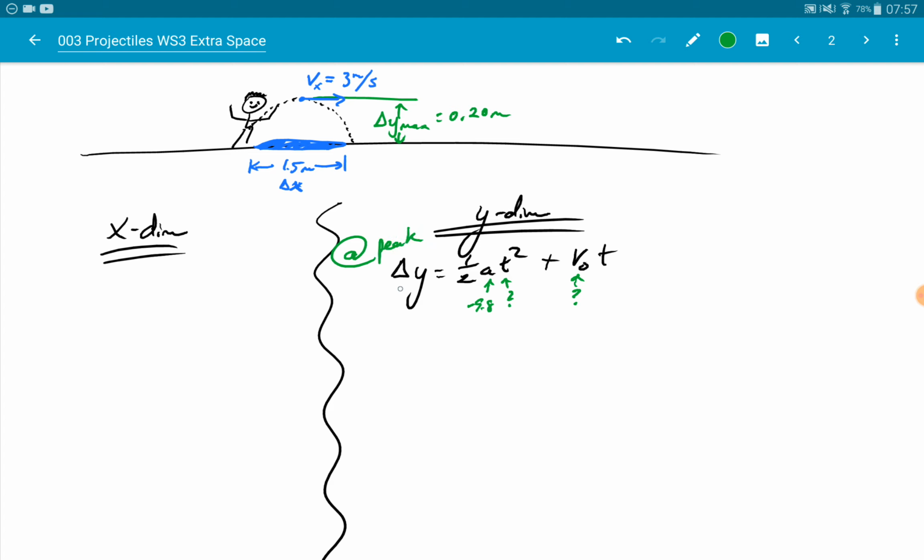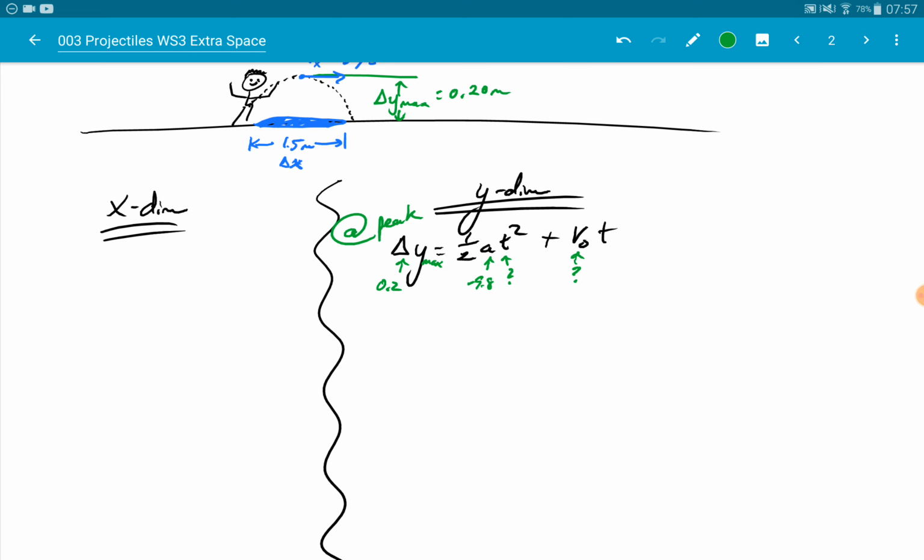I still don't know the time, but I do know the delta y, which would be like a max, and that's 0.2. Okay, cool. Well, that's helpful because now I just don't know two variables. So I made a little bit of progress, but I still can't solve that.